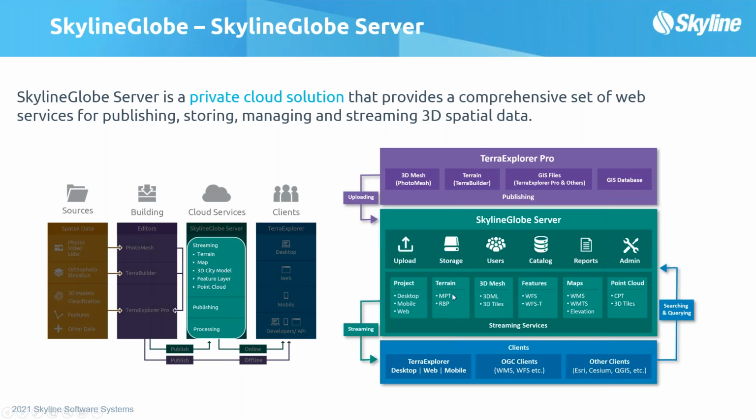And then the end result of the Skyline Globe is actually to stream data out to different clients, being the TerraXplore family of clients, whether the desktop, web, or mobile, and also other clients. And we will see some very nice examples today on how to share to different OGC clients and other clients like Esri, Cesium, QGIS, and actually we're going to talk today about Unreal Engine as well.